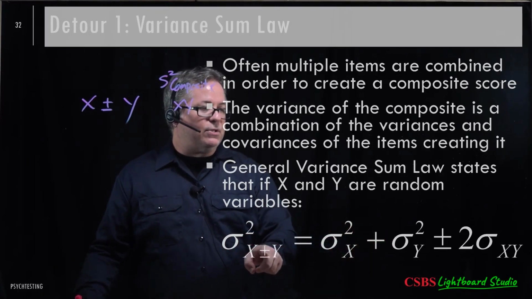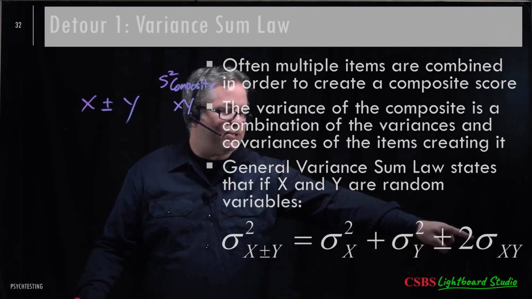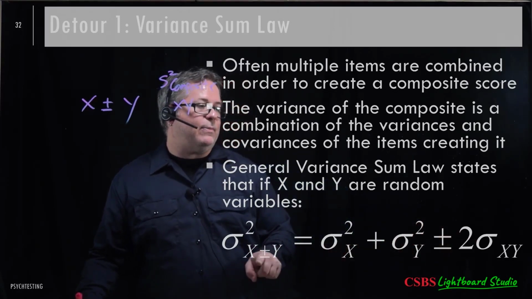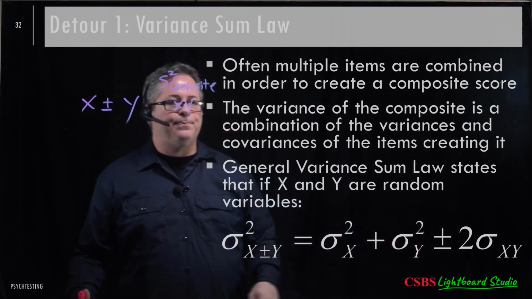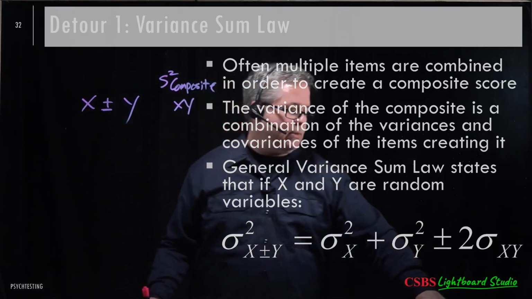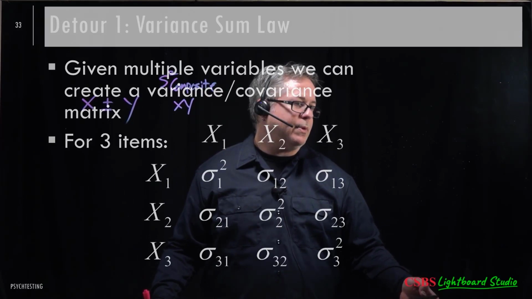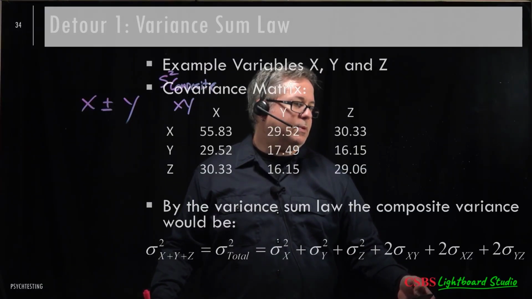But what matters is if I'm adding them together, I'm going to add 2 times their covariance. But if I'm subtracting them, I'm going to subtract 2 times their covariance. Okay? Do I have an example on here? I do, but not in a way that's going to prove to you what I'm saying.